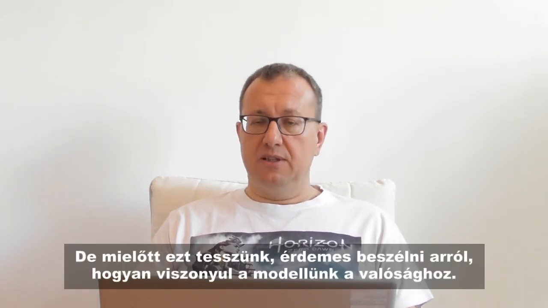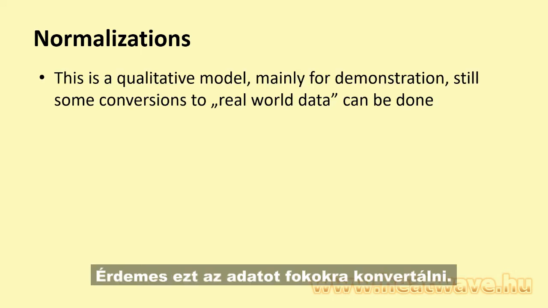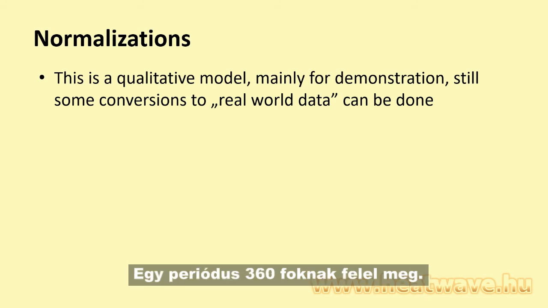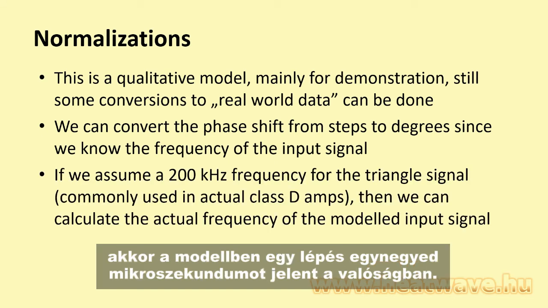But before we do that, let's talk a few words about how our model relates to reality. First of all, delays in model steps are not that informative. It is much better to convert that data to degrees. One period corresponds to 360 degrees. Second, if we assume a 200 kHz triangle signal and use 20 steps to model one signal period, then one model step represents a quarter of a microsecond in reality.